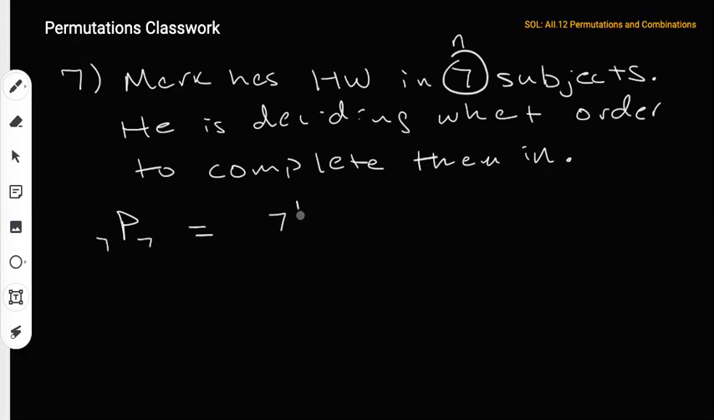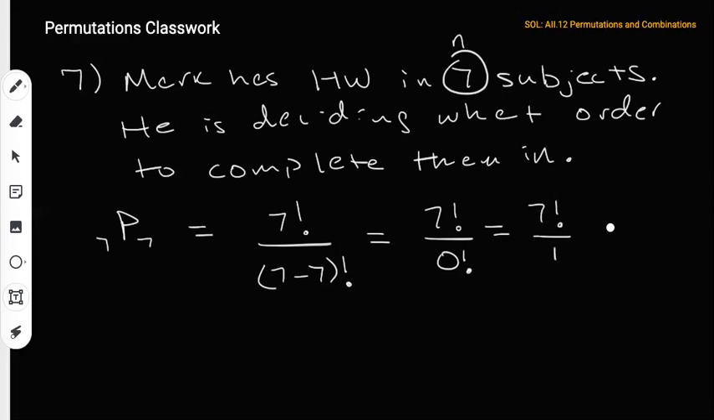So then 7P7, once I put it in the formula, it's going to be 7 factorial over 7 minus 7 factorial. So that's going to be 7 factorial over 0 factorial. We know that that's 1. So then if I divide by 1, I'm going to get 7 factorial. And then that's going to be equal to 7 times 6 times 5 times 4 times 3 times 2 times 1.